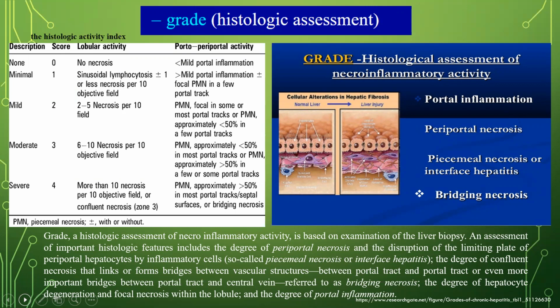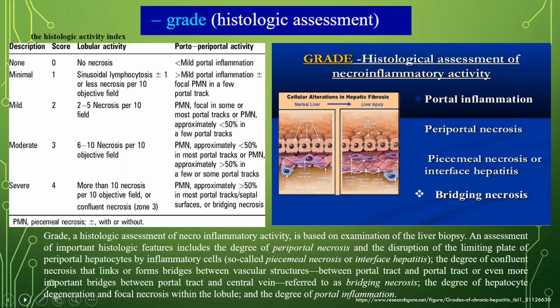An assessment of important histological features includes the degree of periportal necrosis and the disruption of the limiting plate of periportal hepatocytes by inflammatory cells, so-called piecemeal necrosis or interface hepatitis. It also includes the degree of confluent necrosis that links or forms bridges between vascular structures, between portal tract and portal tract, or even more important, between portal tract and central vein, referred to as bridging necrosis. Finally, it includes the degree of hepatocyte degeneration and focal necrosis within the lobule, and the degree of portal inflammation.